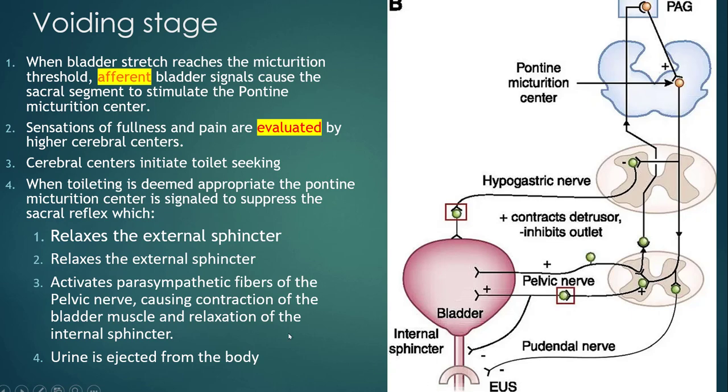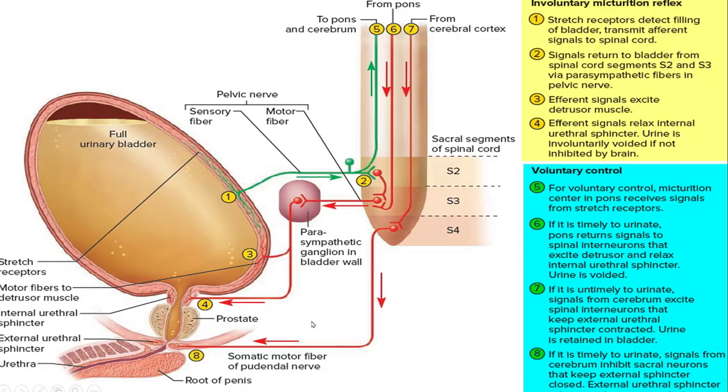This is a short summary. When the stretch receptors detect filling of the bladder, they transmit afferent signals to the spinal cord. Signals return to the bladder from spinal cord segments S2 and S3 via parasympathetic fibers in the pelvic nerve.